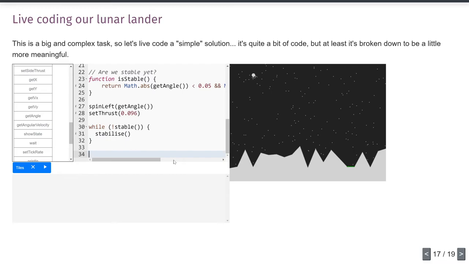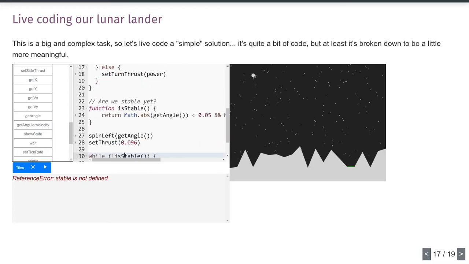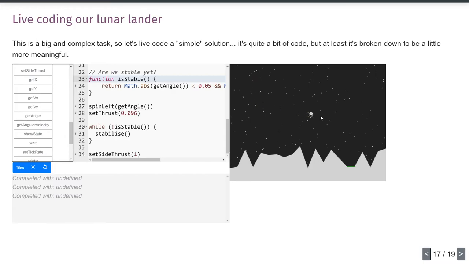And then, just so that I can see what's happening, let's set side thrust of 1 and start rocketing myself sideways as soon as I think I'm stable. Oops, sorry, while not isStable. Sorry, I called the function slightly differently. There we go, stabilize, and as soon as we think we're stable enough, we go sideways. And okay, we're still descending because we still picked up that little bit of velocity while we were turning around, but we are doing it mostly upright. And so I think we're okay there to do our bit of a swoop across if we can get to the right spot.